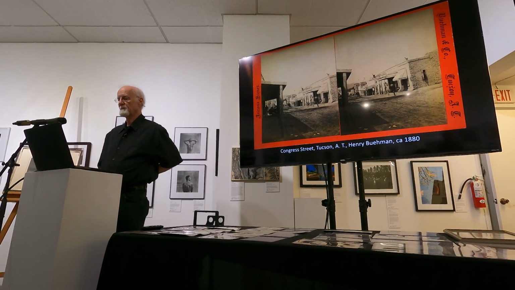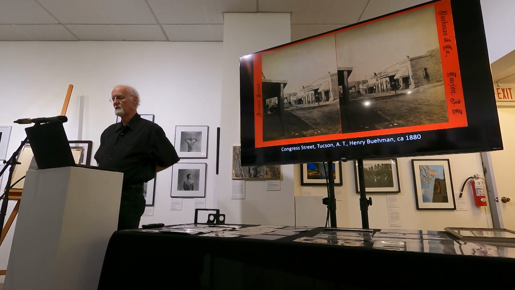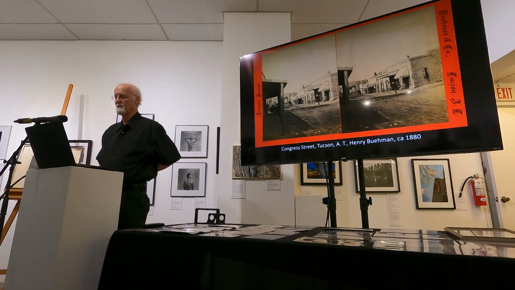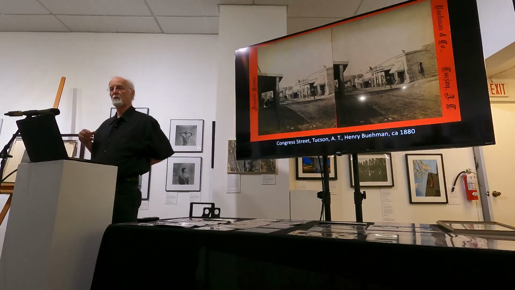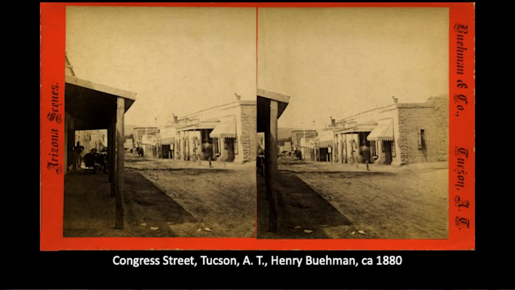This is Henry Buehman. He operated a studio in Tucson. Another California photographer, he came over in 1874. He bought the Rodrigo studio. He had worked with Flanders while he was there, as did Rodrigo. And then after Flanders left, he bought the studio from Rodrigo. He and his children ran the studio until the 1980s.